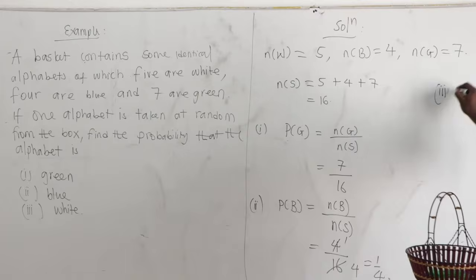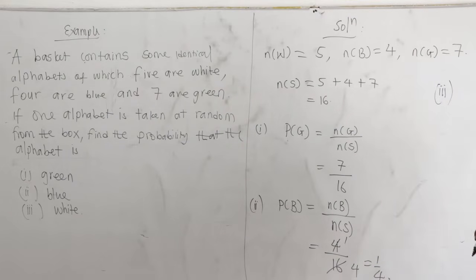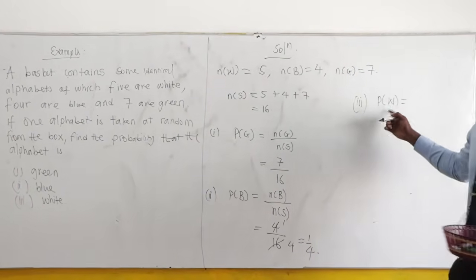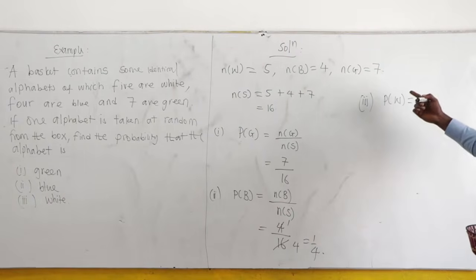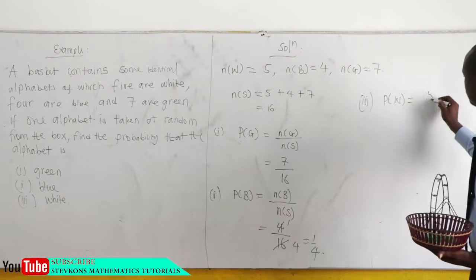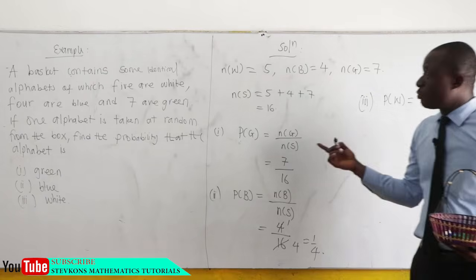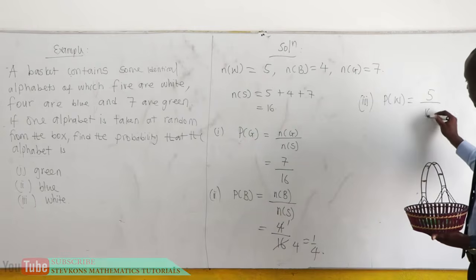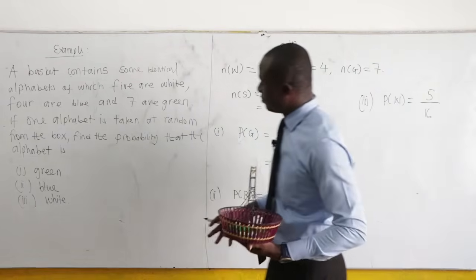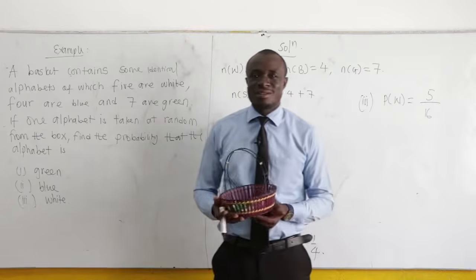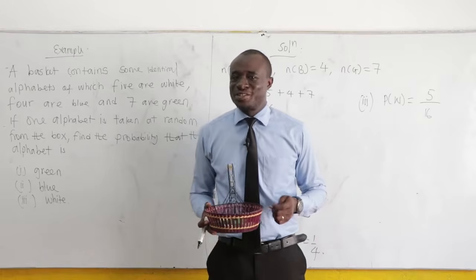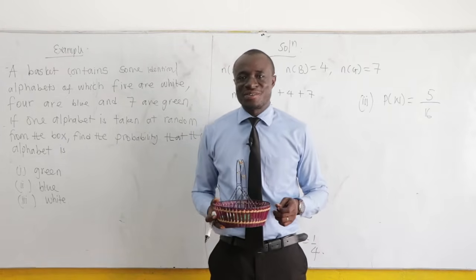And then our third one, the probability of being white, P of W. The number of ways in which the event white can occur, how many ways can the white occur? That is 5, all over the number of sample space, that is everything, which is 16. And these are the answers for the question. You see, it is so easy, not tricky. I don't know why students shouldn't choose questions on probability and run to a different question.